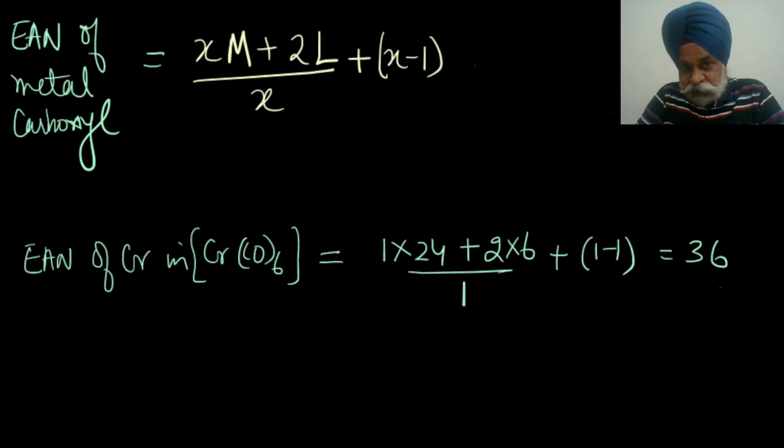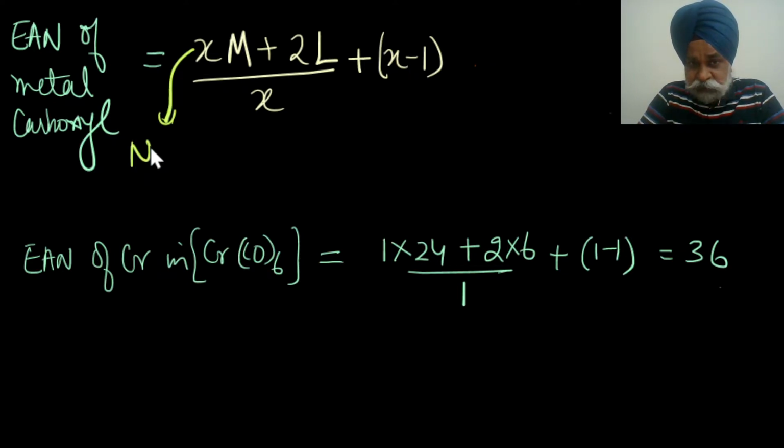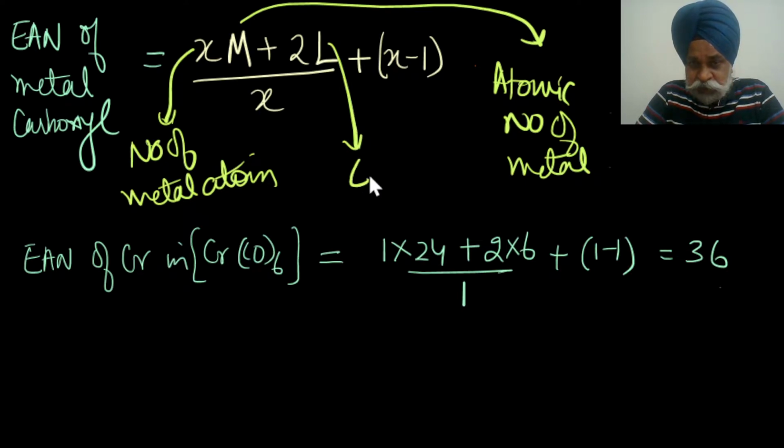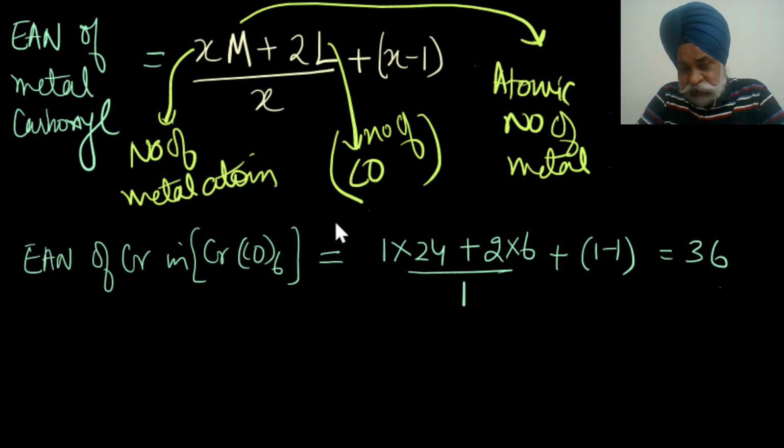Now the other way, for the metal carbonyl especially, you can do it like this also, the way I am showing it to you. A simple trick, but you can apply it in the typical cases. X is the number of metal atoms in the complex, M you can say is the atomic number of the metal, and L is the number of carbon monoxide. So this is the simple formula which you should apply in the typical cases.